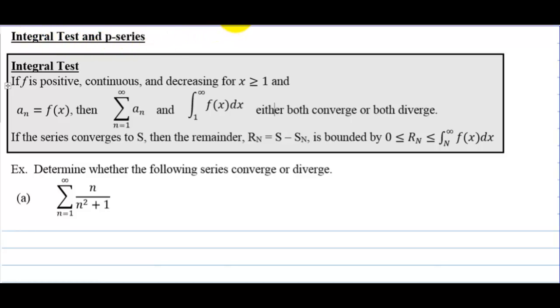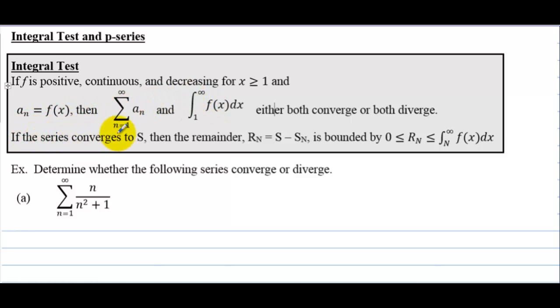Integral test and P-series. Integral test. If f is positive, continuous, and decreasing for x greater than or equal to 1, and if a sub n equals f of x, then the sum from n equals 1 to infinity of a sub n and the integral from 1 to infinity of f of x dx either both converge or both diverge. So if you can get the integral to converge, then the series converges. And likewise, if the integral diverges, then the series will diverge.